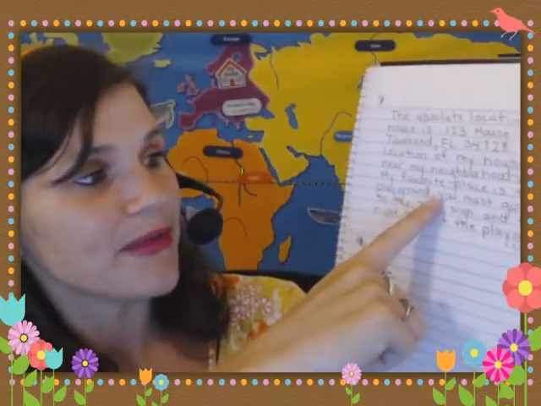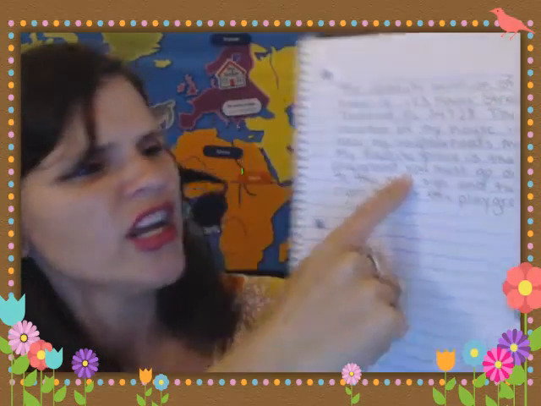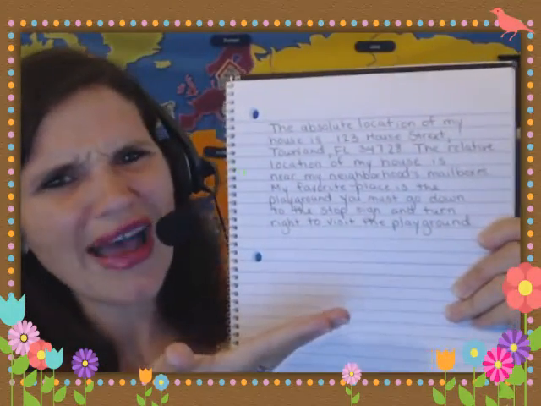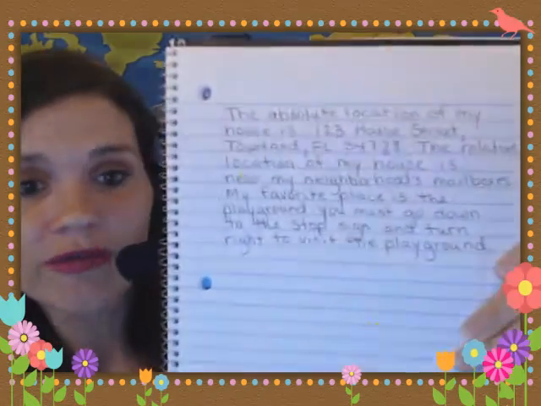Maybe I could have when I said my favorite place is the playground. If I was really excited, I could have added an exclamation point there. You're probably not going to have any question marks for your ending punctuation because you're not asking any questions. You're actually telling someone some information. So make sure you've got all of that.